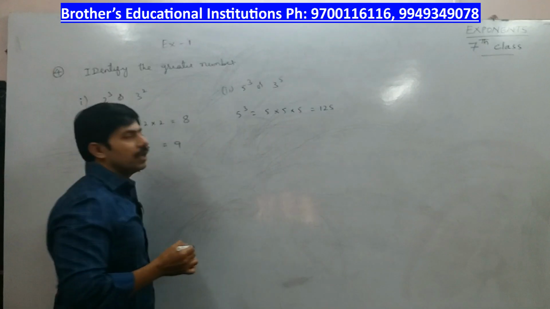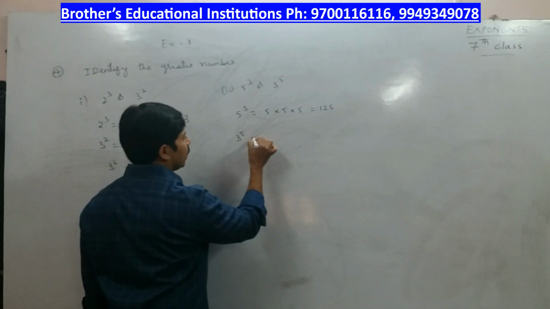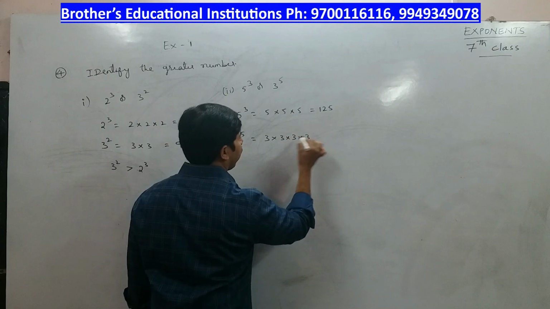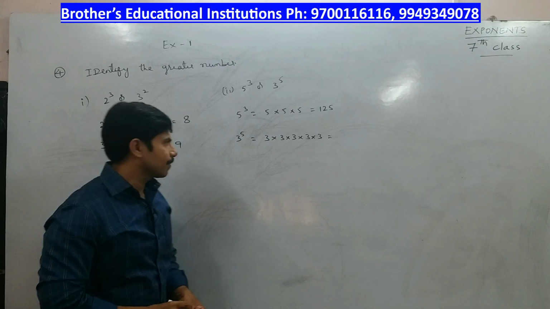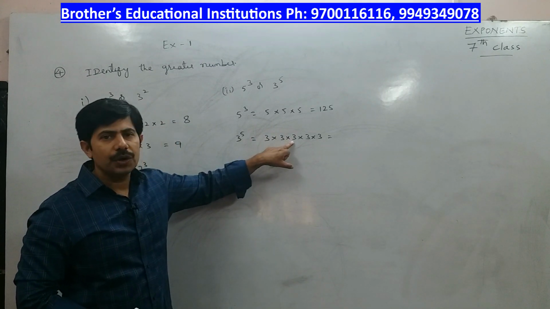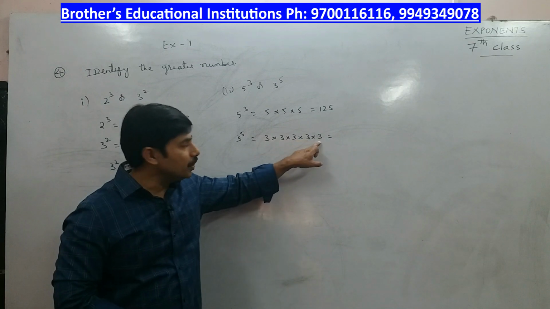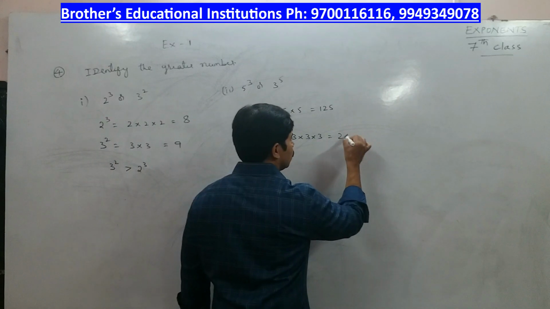Now we have 3 to the power of 5. Write this 3 five times. Now we'll multiply. 3 3s are 9. 9 3s are 27. 27 3s are 81. 81 into 3 is 243.